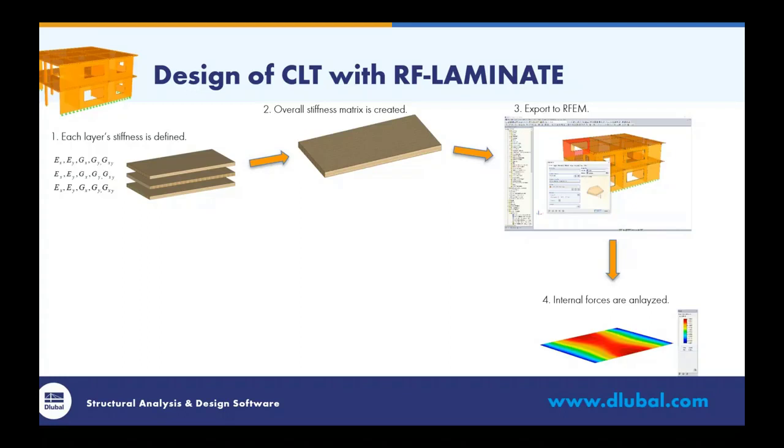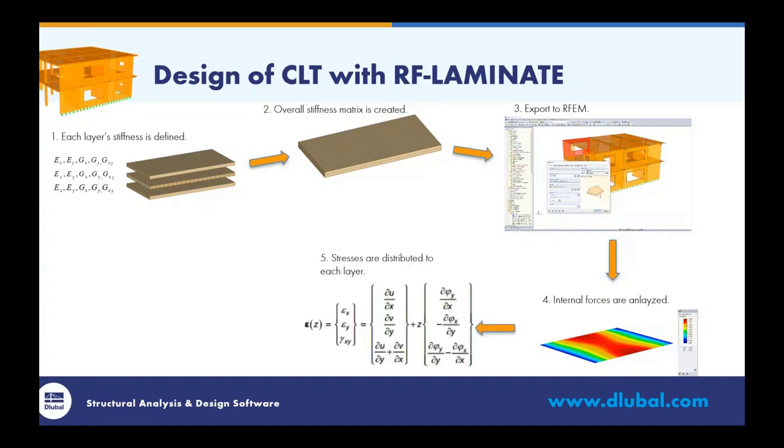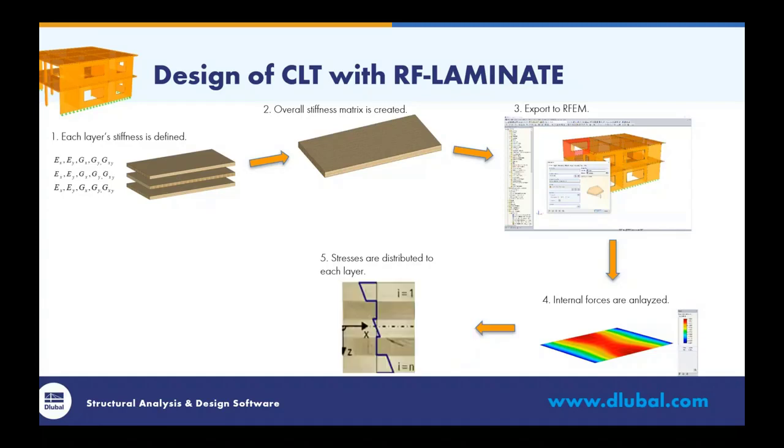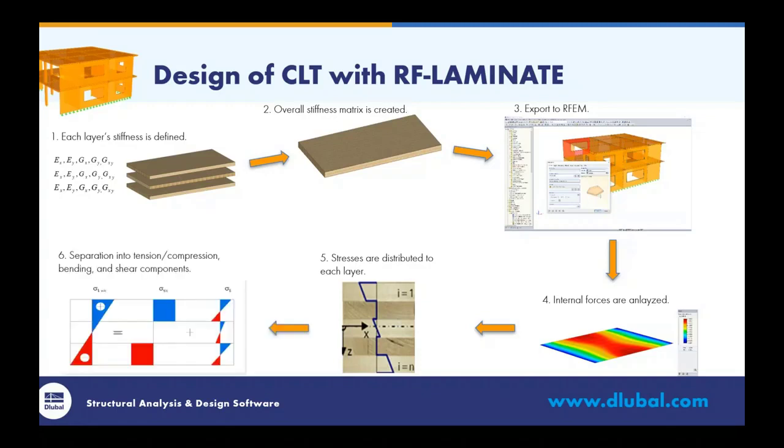We're going to take these internal forces from the main program RFEM and bring them back into the add-on module, RF-LAMINATE. The stresses are going to be distributed to each individual layer of the CLT composition, and a stress distribution for a cross-section of the panel might look something similar to this. Furthermore, when we distribute these stresses to each layer, we separate them into tension, compression, bending, shear, and even torsion components.